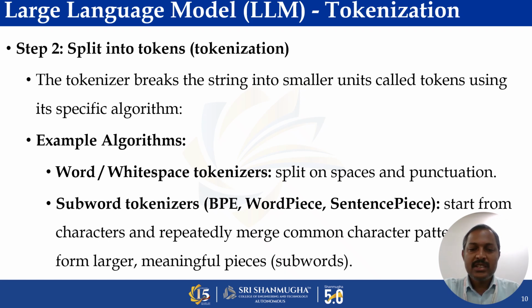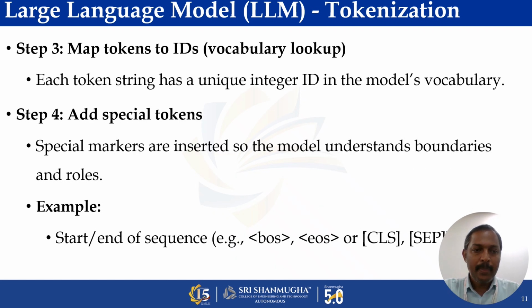The given input string is not divided or split on spaces, but is based on the pairing concept. This subword tokenizer technique starts from characters and repeatedly merges common character patterns into larger, meaningful subwords. Next, map tokens to IDs. Each token string has a unique integer ID in that model. The next step is to add special tokens. At the end of each token sequence, special markers are inserted so the model understands the boundaries of roles.